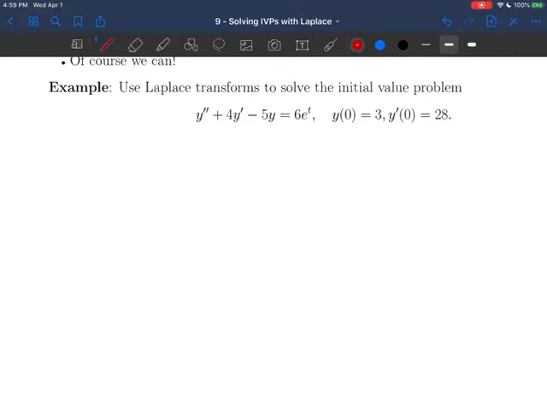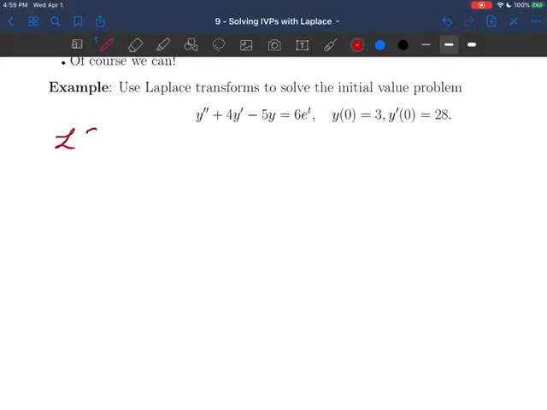Here is our differential equation. We're looking at y double prime plus 4y prime minus 5y equals 6e to the t, with the initial conditions y of 0 equals 3 and y prime of 0 equals 28. So this is our problem. We have these initial conditions. All of this is going to get put together in the Laplace transform world.